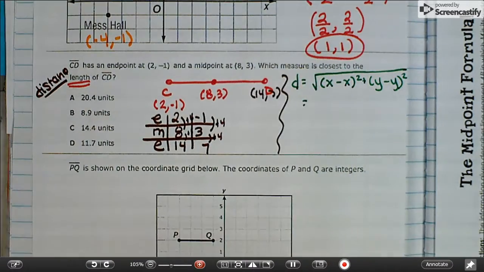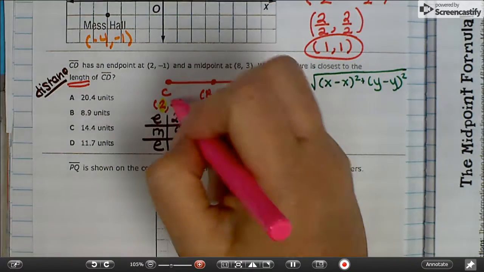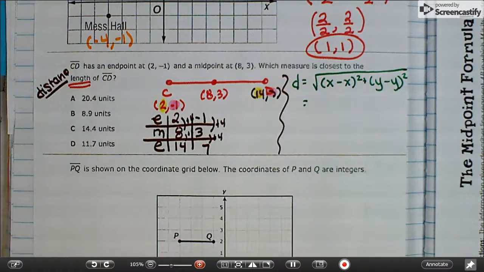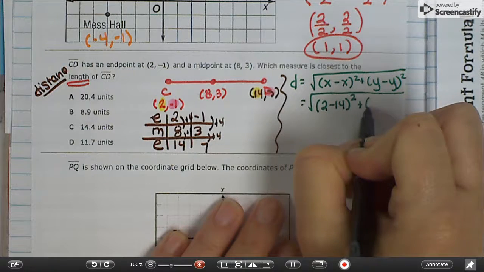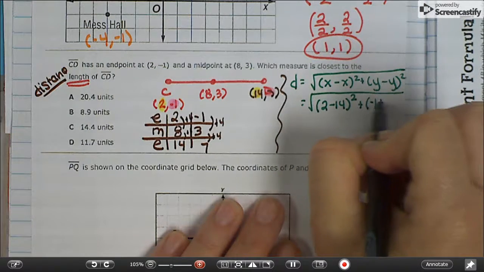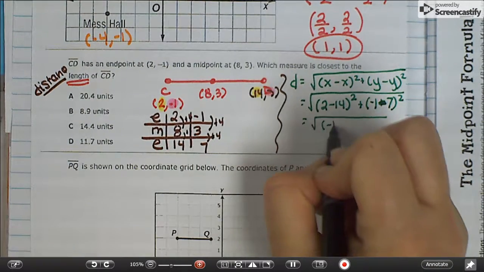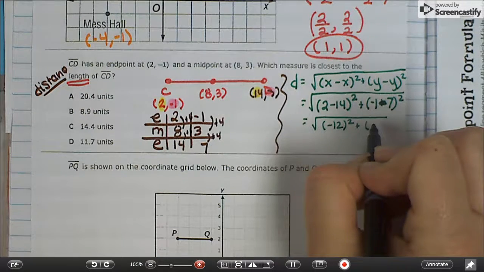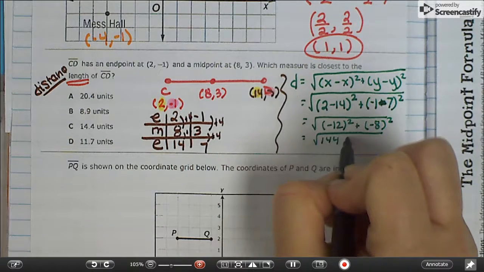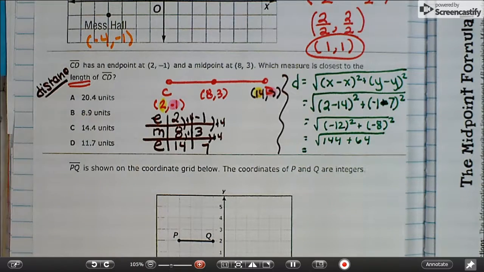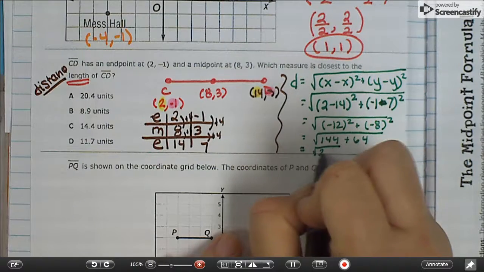So we're going to use these coordinates. I'm going to go with it this way, the x's and the y's. So 2 minus 14 squared plus negative 1 minus 7 squared equals negative 12 squared plus negative 8 squared, 144 plus 64, equals the square root of 208.